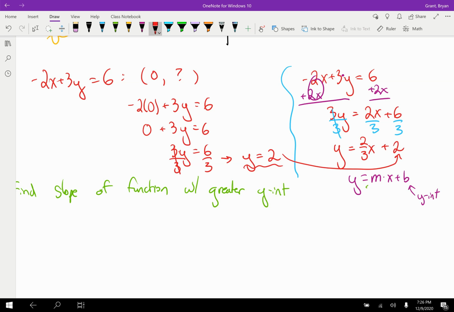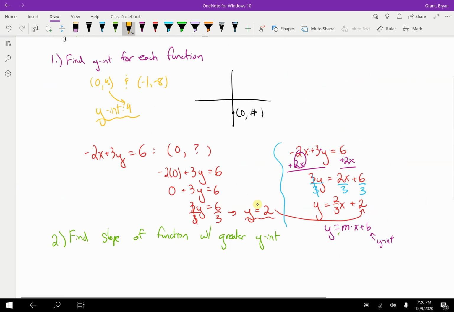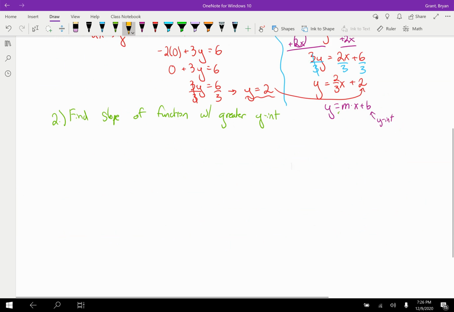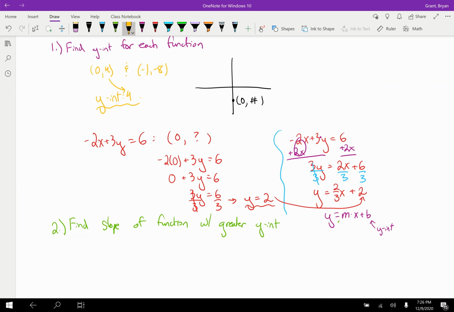So you can ask yourself, what would you prefer to do? Would you prefer to plug in 0 and do one operation, or would you prefer to do 2 operations? And some of you may actually prefer just putting this into slope-intercept form, others may not, and that's okay. But back to the original question. We had to find the y-intercept for each function, and we did. The first one in yellow has a y-intercept of 4, the one in red has a y-intercept of 2. Then it says, cool, now find the slope of the function with the greater y-intercept. Well, out of these 2 y-intercepts, which is greater, 4 or 2? And I think 4 is the greater y-intercept here, isn't it?